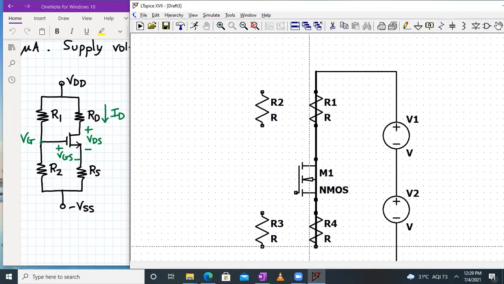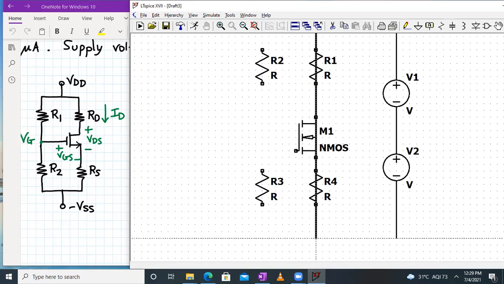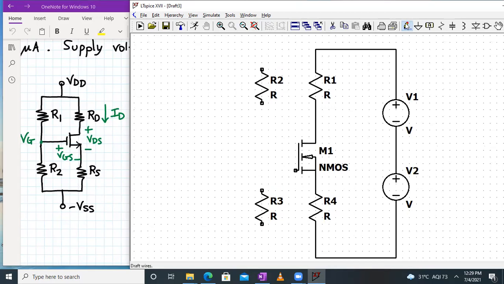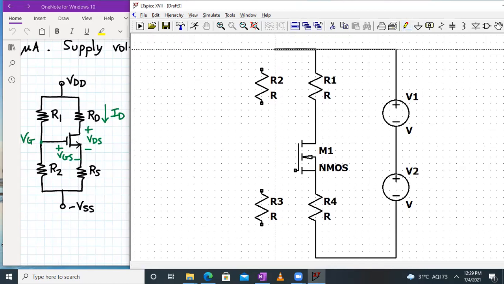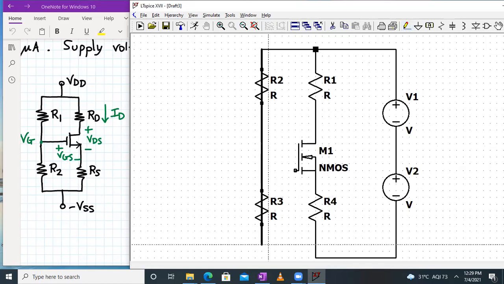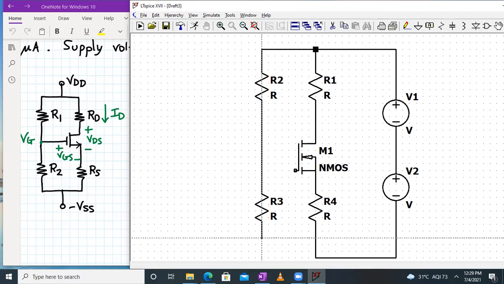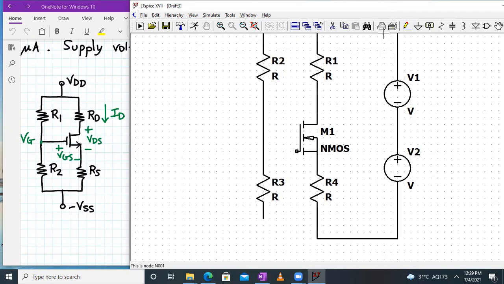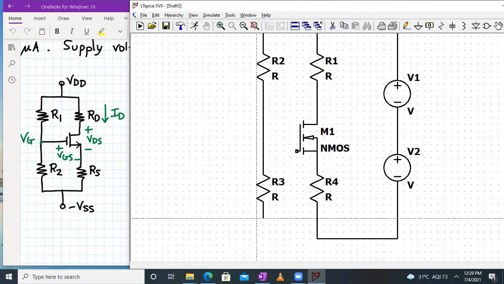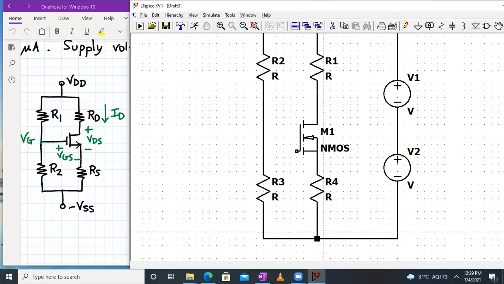So here are my connections. Now the gate side connections I have to do. So I'll connect them with a wire. And then next here, we have to connect it. Now remember, the ground terminal will not come here. It will come over here.